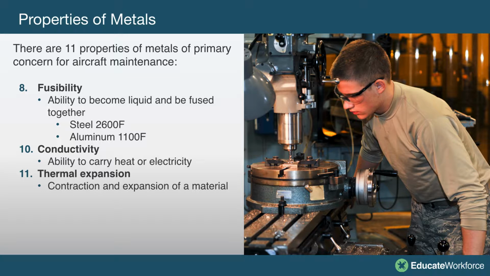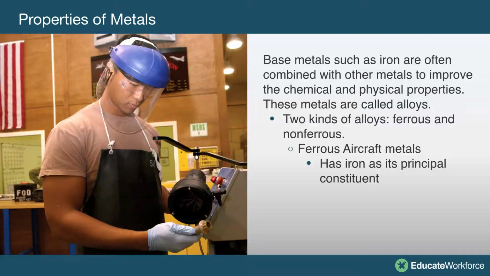Thermal expansion is a contraction or expansion of a material, typically based on the heat. They're going to expand and contract at different rates depending on the material they're made out of. Base metals such as iron are often combined with other materials to improve the chemical and physical properties. These metals are called alloys. Two kinds of alloys are ferrous, which is iron-based, and non-ferrous. Ferrous aircraft metals have iron as their principal constituent. We're going to add ingredients to iron to become one material, and this is going to change the strength of the iron.